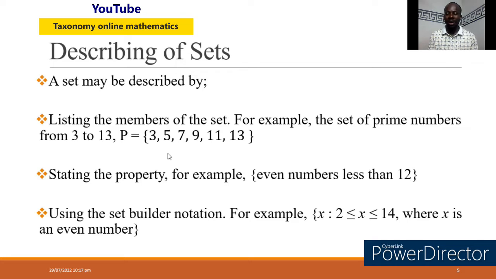So we can also have the same set whereby we will say 2 less than x less than 14, where x will be a prime number. So it means that instead of listing 2, 4, 6, 8, 10, we will start from where? 3, 5, 7. Because the x is being defined for us.